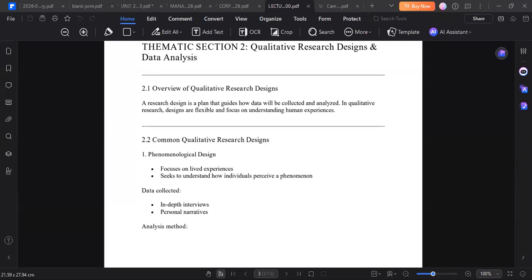So in phenomenological research here, data is analyzed using what? Thematic analysis or phenomenological analysis, if you may want to call it. So here it involves you reading and familiarizing yourself.